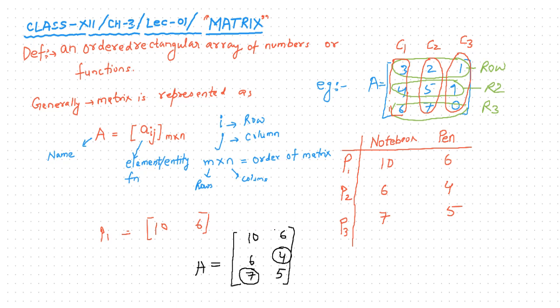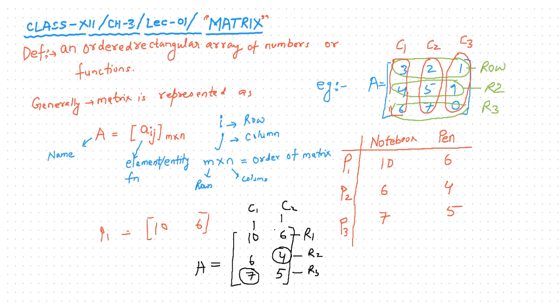So let me define here the order of this matrix. This matrix is having three rows. This is row one, this is row two, this is row three. Here we have column one, and here we have column two.